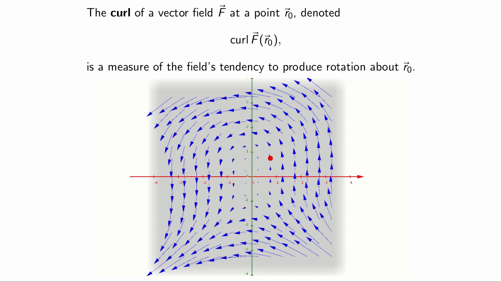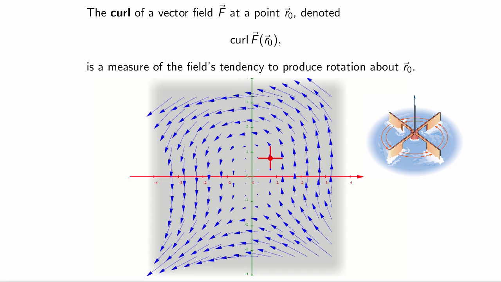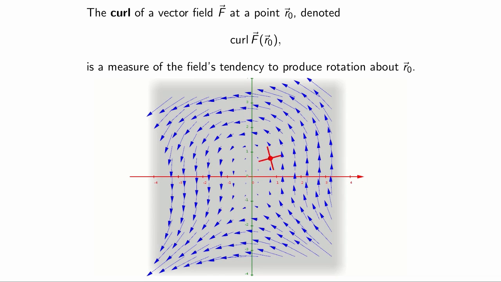And imagine anchoring a small paddle wheel at this point. The wheel should start to rotate based on how the vector field flows at this point. As you can see, the wheel is rotating counterclockwise. This makes some sense because the flow has a larger magnitude toward the right of the wheel, which overpowers the smaller magnitude flow in the opposing direction at the left of the wheel. The fact that the wheel is rotating indicates that the vector field has non-zero curl at this point.